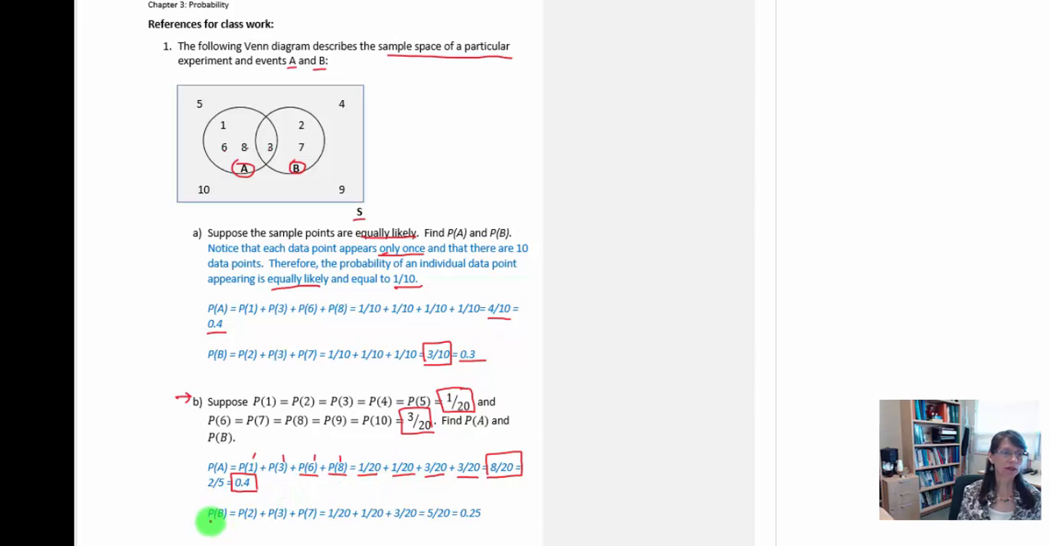Using our fractions again for the probability of event B, we still have 2, 3, 7, but the new values for 2 would be 1/20, 1/20 is also for 3, and 7 is 3/20. So when we add these together, we end up with either 5/20 or the decimal 0.25.